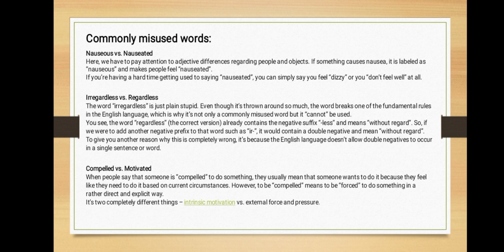You see the word regardless, the correct version, already contains the negative suffix less and means without regard. So if we were to add another negative prefix to that word such as ir, it would contain a double negative and mean without regard. To give you another reason why this is completely wrong, it is because the English language doesn't allow a double negative to occur in a single sentence or word.